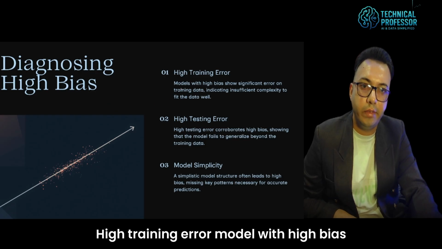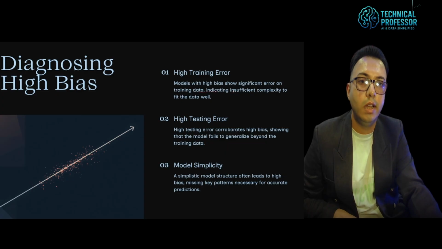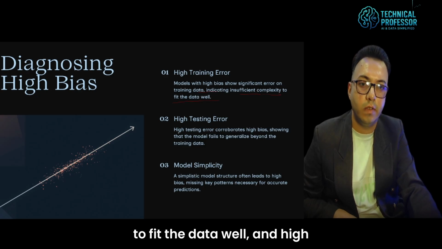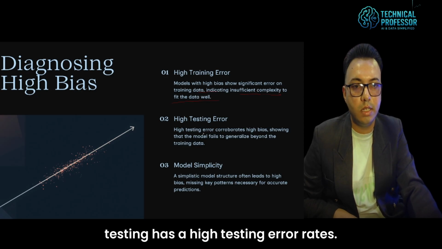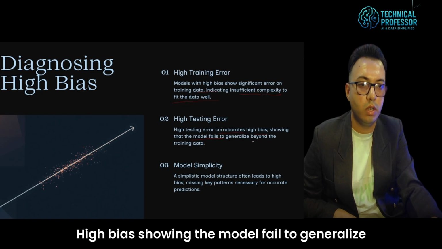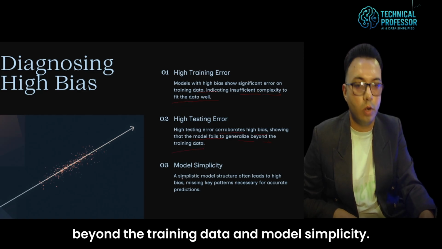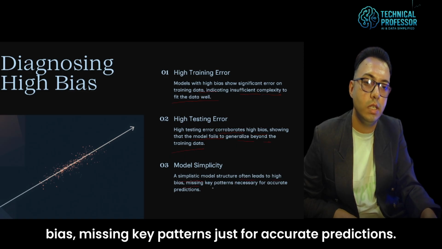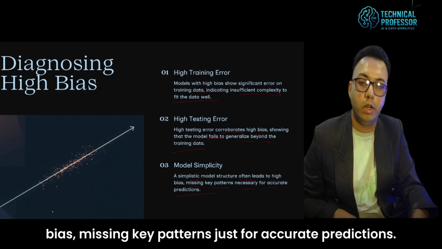Diagnosing high bias. High training error. A model with high bias shows significant error on training data, indicating insufficient complexity to fit the data well. And high testing error. High testing error corroborates high bias, showing the model fails to generalize beyond the training data. And model simplicity. A simplistic model structure often leads to high bias, missing key patterns necessary for accurate predictions.